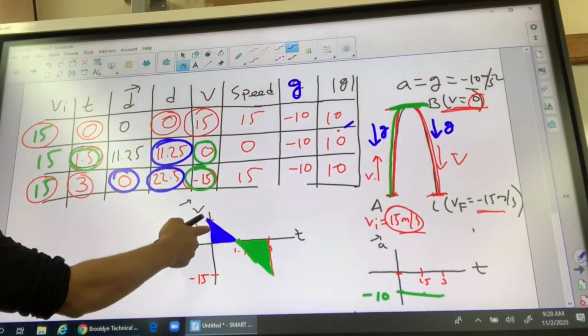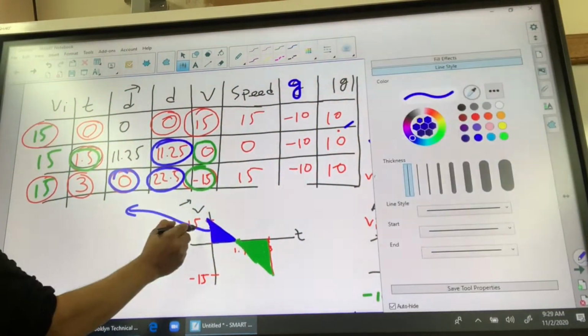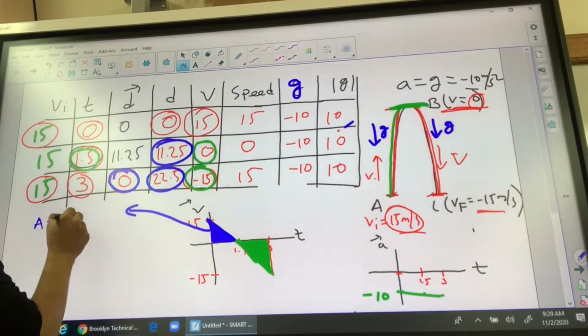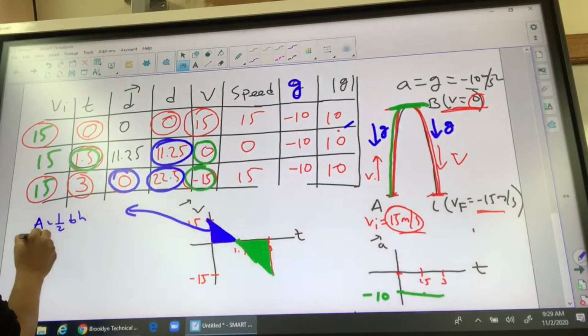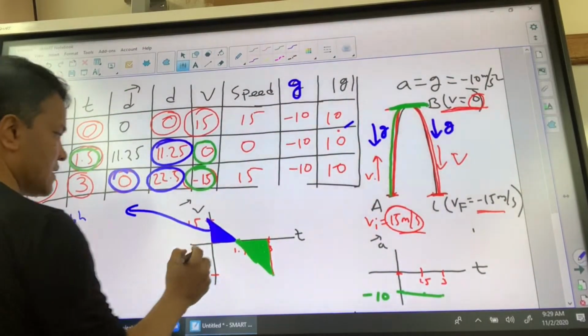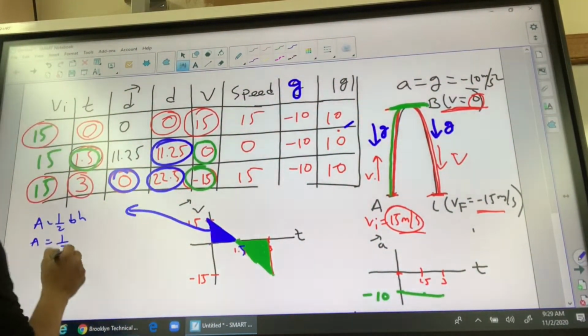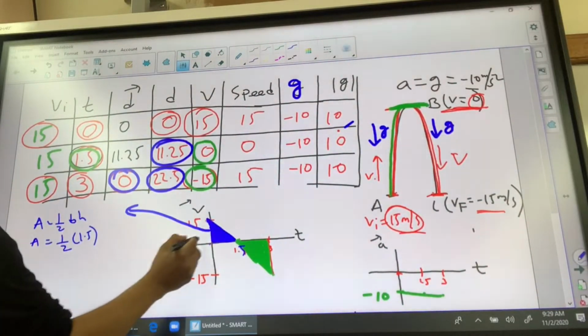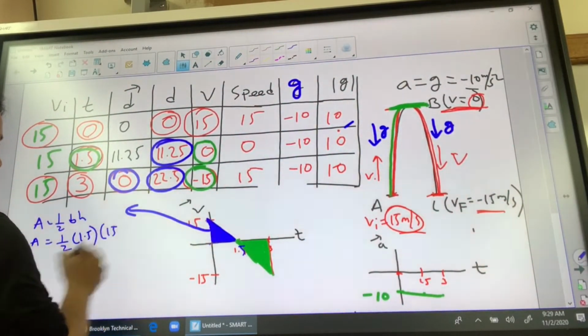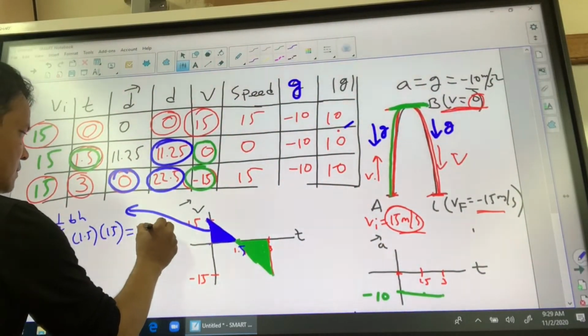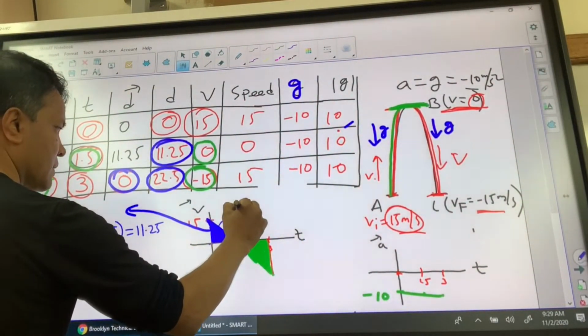So let's first do the blue area. The area is half BH. So half B, the base is 1.5, and the height is 15. Okay, so this is 11.25.